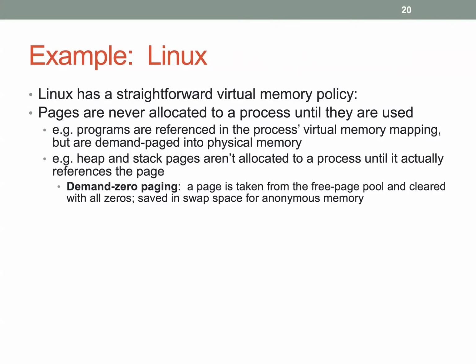Another example: heap and stack aren't allocated to a process until it actually references pages. So you do that malloc of 30 gigs. I would love a piece of memory that's 30 gigabytes in size. Malloc turns around and says to the kernel, man, this process wants 30 gigs of memory. Can you believe it? And so the kernel adjusts the heap size.